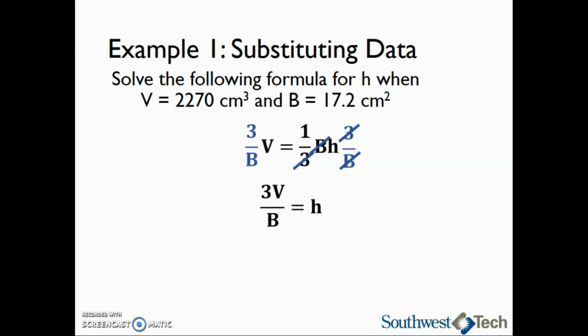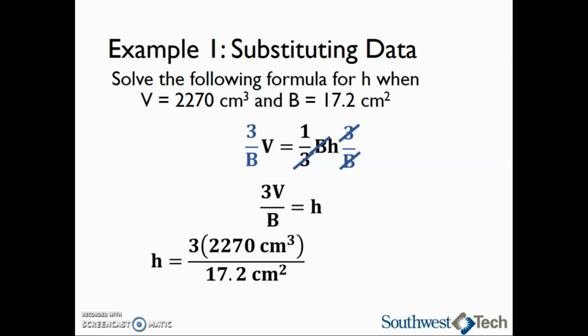Once we have our formula written in terms of h, then we can substitute. This gives us 3 times 2,270 cubic centimeters divided by 17.2 square centimeters. Once we divide it, we are left with 395.9 centimeters. We are left with units of centimeters because cubic centimeters divided by square centimeters leaves us with just centimeters on top. However, since all of our data only has 3 significant digits, our answer will also only have 3 significant digits. This means that h equals 396 centimeters.